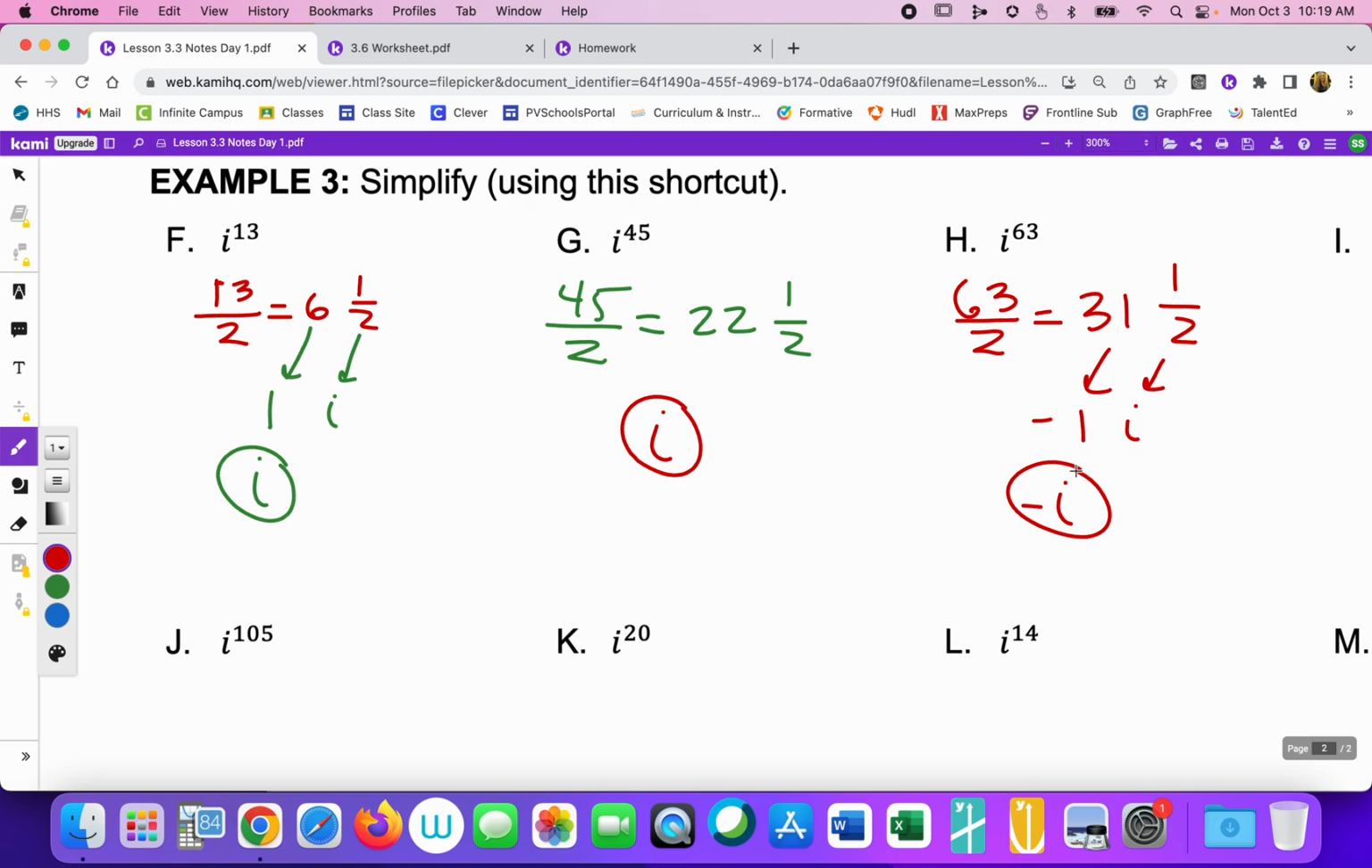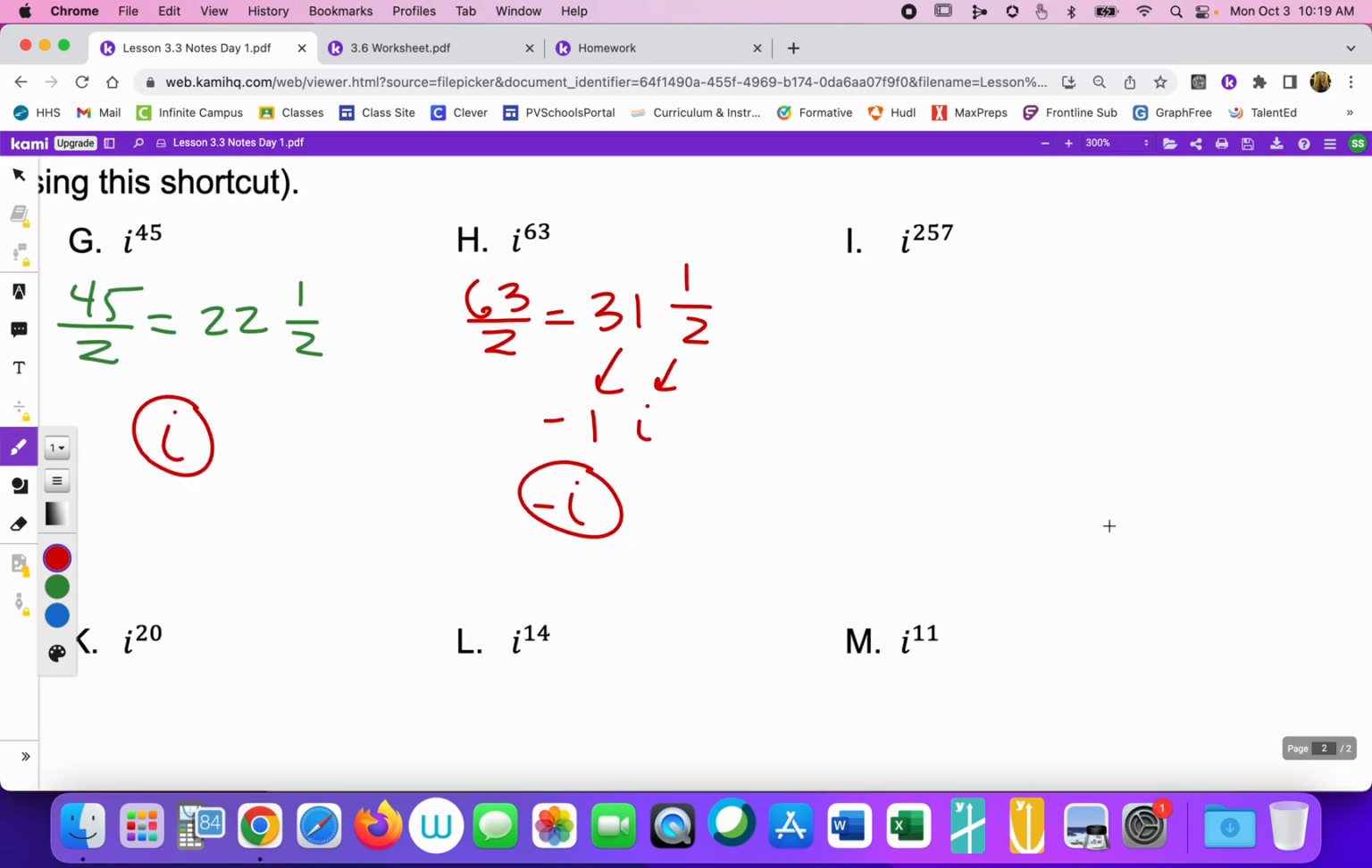I'll do one more with you, then I want you to do the next 4 on your own. 257 divided by 2. 128.5, or a half. If you like the 0.5 better, that's fine, but that would be considered a remainder. So what's this one? i. It's an even big number, and there's a half left over. If there's no half, it's just a 1 or a negative 1, depending on if it's even or odd.